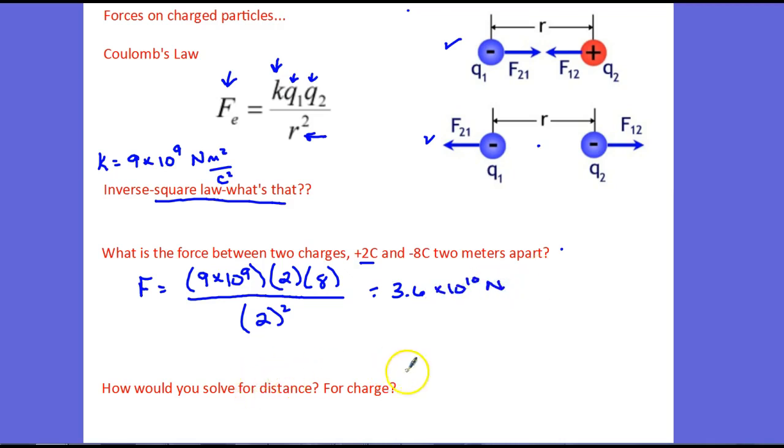Newtons. How would you solve for distance or for charge? Well, this is my equation. If I want to solve for the charges, Q1 Q2 would equal the force times the square of the distance divided by K. Move the K to the bottom and move the R squared to the top. And if I wanted to solve for R, it would be the square root of, move this R squared over here, and the force goes to the bottom, K Q1 Q2 over whatever the force is.